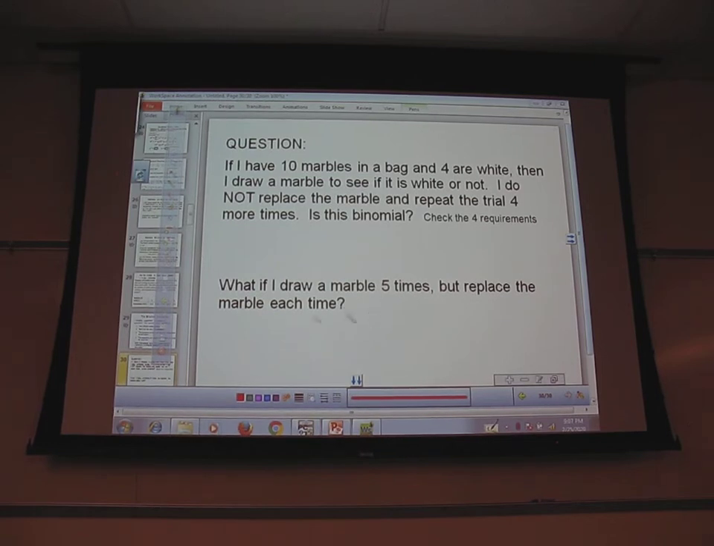Now look at the bottom one, the one below it. 15 seconds with your neighbors, talk about that one. Okay, what do you guys think? Yes. If you replace the marble each time, then the probabilities stay the same each time. Good.